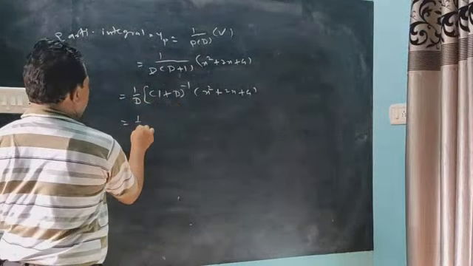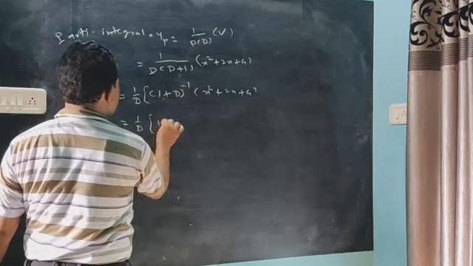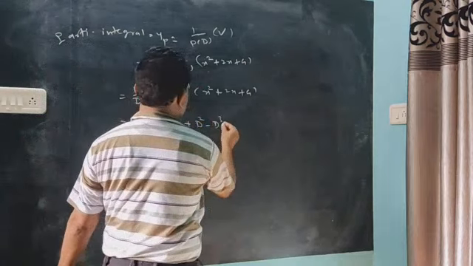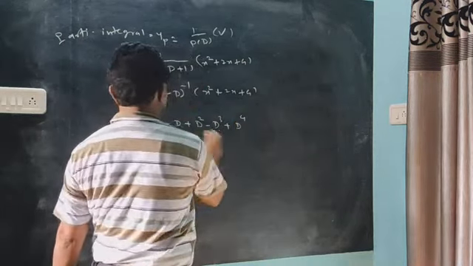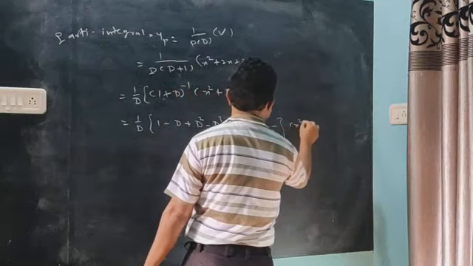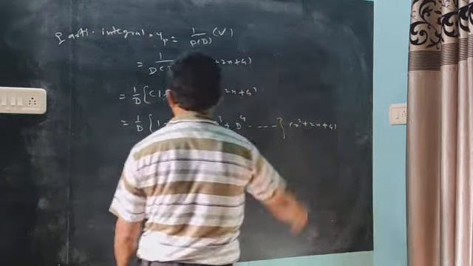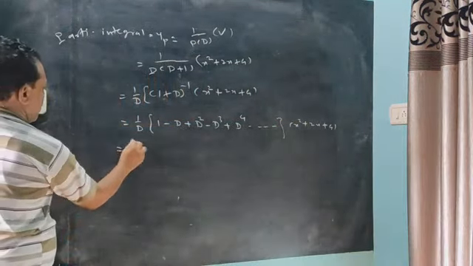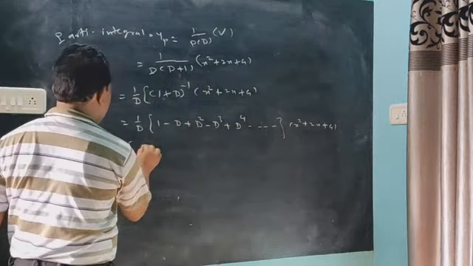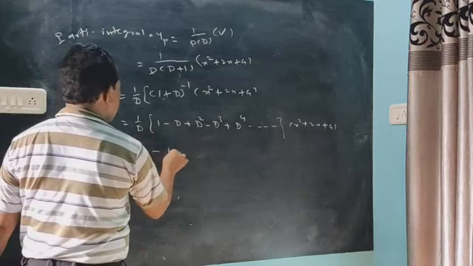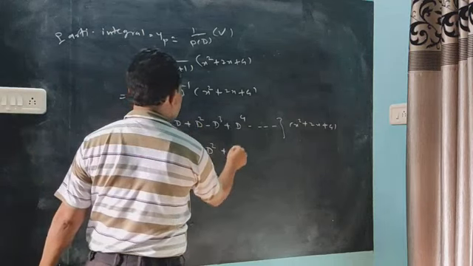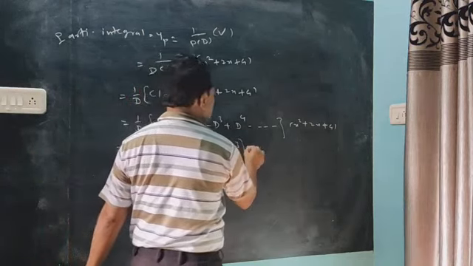By the binomial theorem, 1 plus D gives 1 minus D plus D square minus D cube, and then plus D raised to power 4, and so on. Apply these terms on the function. Again multiply 1 by D: 1 by D cancels, D cancels, D square cancels, D cube, and so on.